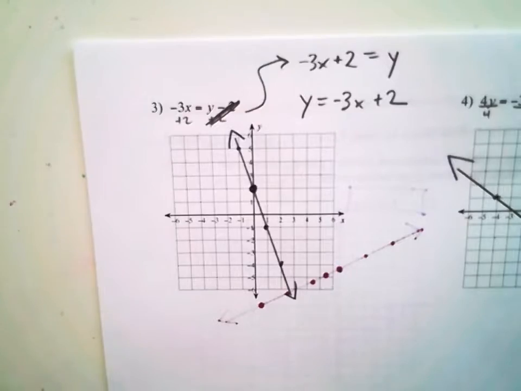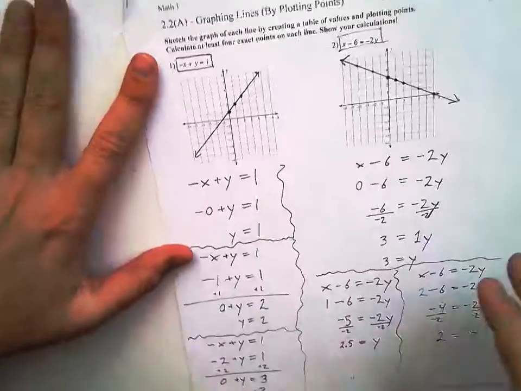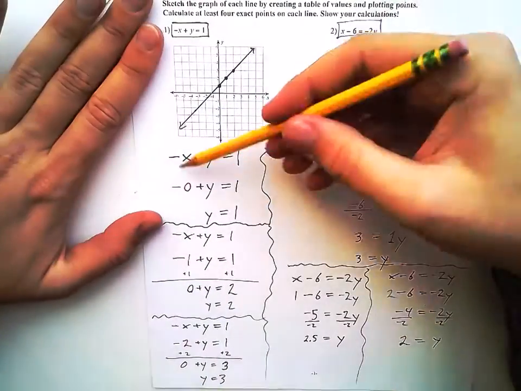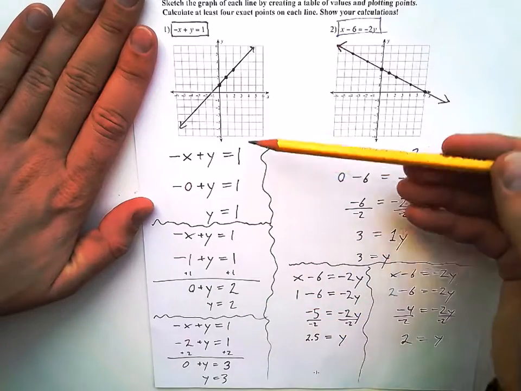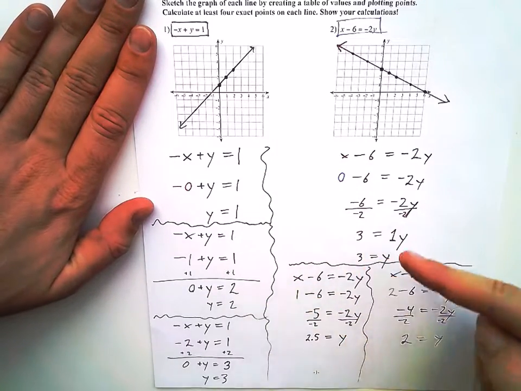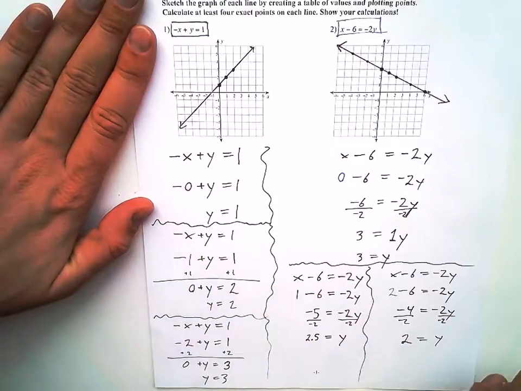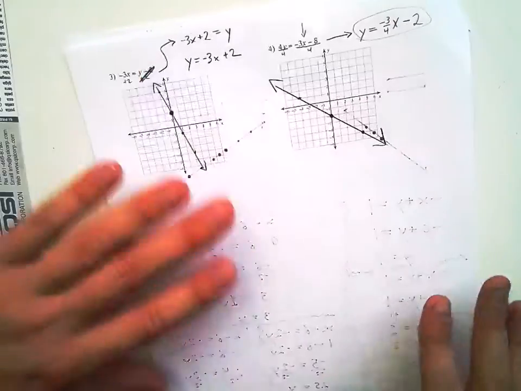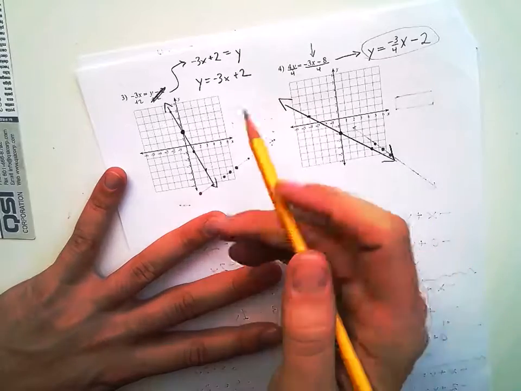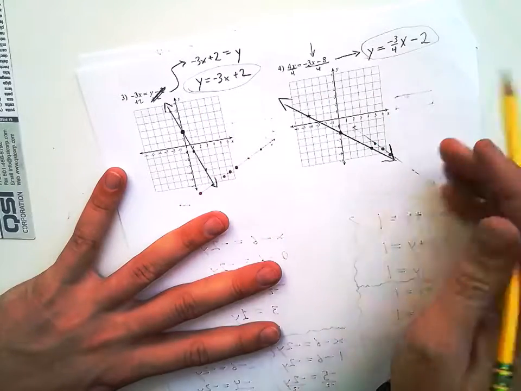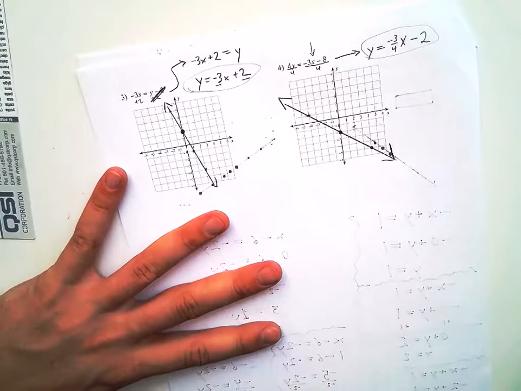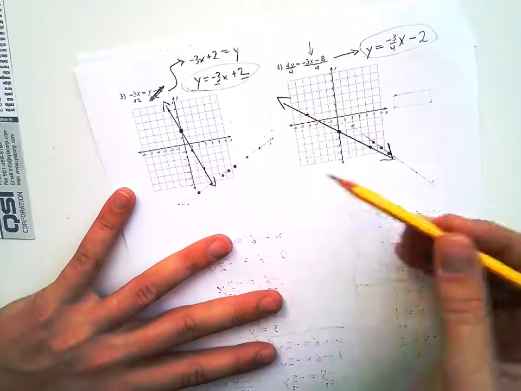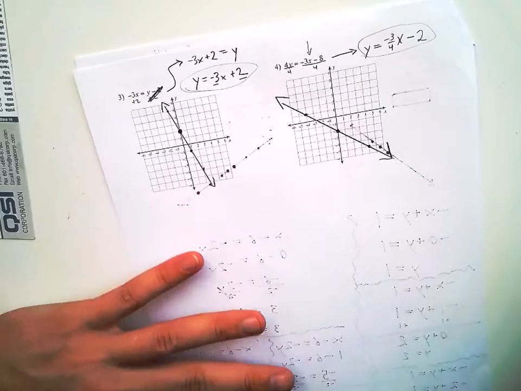Okay, so this assignment was to show you that instead of calculating y every single time from scratch, which works like we did it on these two, we can just change the equation carefully into the slope-intercept form and get the points really quickly and graph the line really quickly from that.